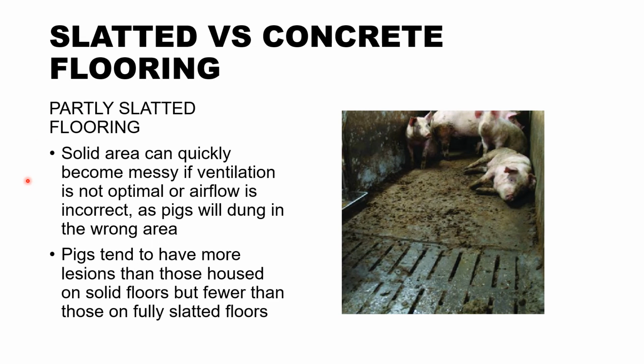Then yung disadvantage niya, this solid area can quickly become messy. So as makikita naman dito sa picture, if ventilation is not optimal or yung airflow is incorrect, pigs will dung in the wrong area. So yun, magiging messy yung ano, kasi pag yung ventilation incorrect, mas gusto ng mga pigs na tumae dito sa part na to compared dito sa part na to.